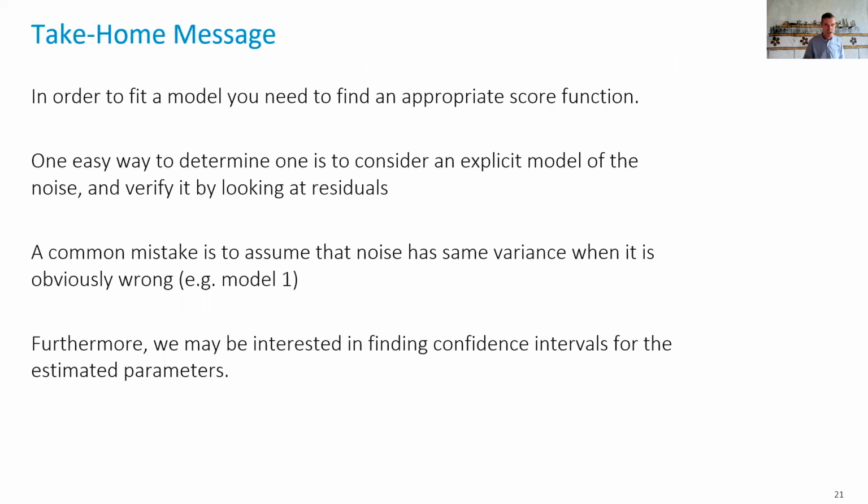So take home message, in order to fit a model, you need to find an appropriate score function. One easy way to determine a score function is to consider an explicit model of the noise and verifying it by looking at residuals. And a common mistake is to assume that noise has the same variance across all the experiments.